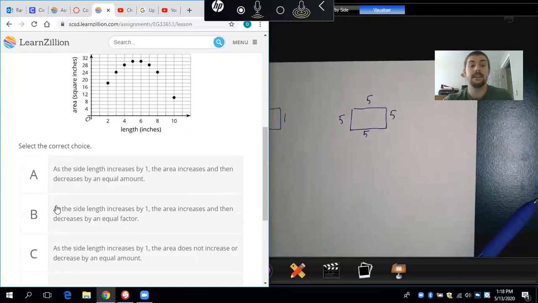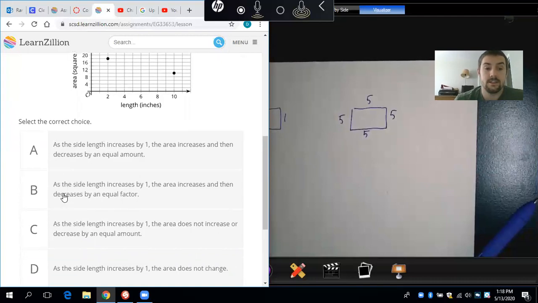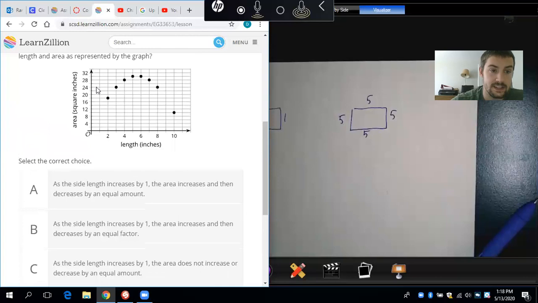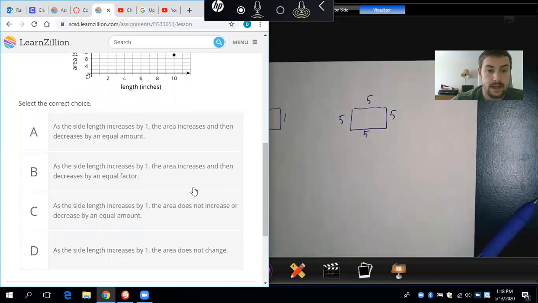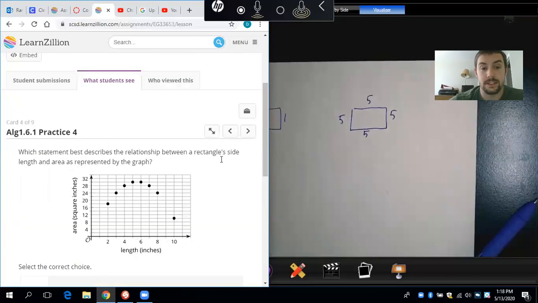No. As the side length increases by 1, the area increases and then decreases by an equal factor. As the side length increases by 1, the area does not increase or decrease by an equal amount. Or as the side length increases by 1, the area does not change. Well, we can see very clearly that the area does in fact change, okay? Now, this equal factor would mean we're multiplying by the same number over and over again, which would bring us to exponential. But what we have is it's not increasing or decreasing by an equal amount, so we're going to choose C.